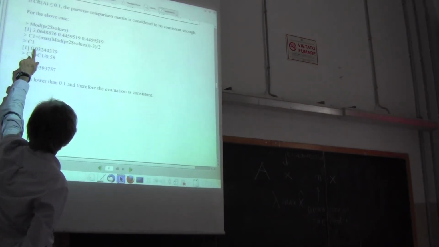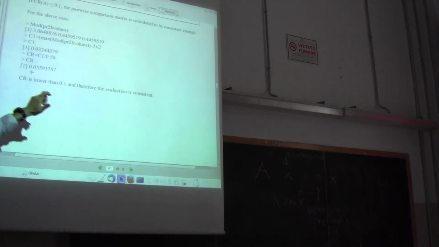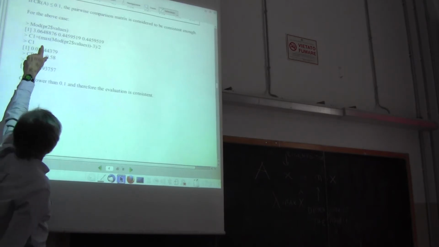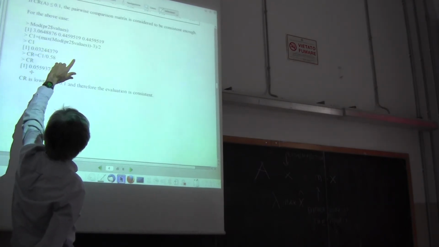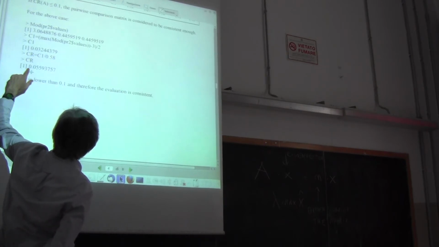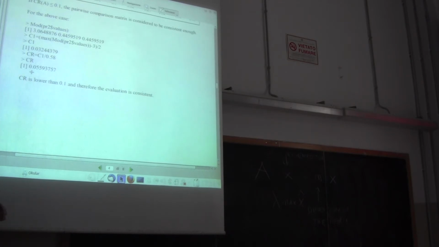that I have a value of 3.06. I told you that a value of 3 would mean that the matrix is fully consistent. I have a higher value of the maximum of the module of these eigenvectors, and therefore I need to compute the consistency index to see what happens. And basically, you can see here the computation of the consistency index, and then the consistency index is divided by the reference value in order to make it dimensionless, independent of the size of the matrix. And you see here that the result is 0.05, which means that the evaluation is consistent.